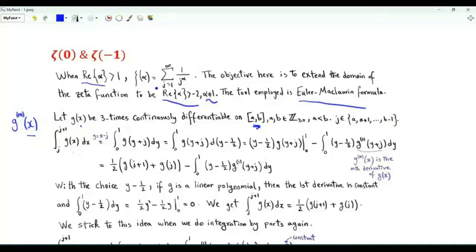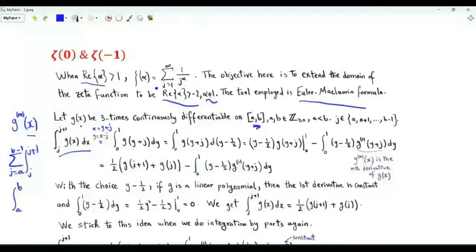Let's focus on the integral of g from j to j plus 1, where j is in the set from a to b minus 1. We will spend some time investigating this integral. Then we will simply sum over j from a to b minus 1. This gives us the integral of the function g of x from a to b. Do the change of variables, y equal to x minus j. So x is y plus j. When x is j, y is 0. When x is j plus 1, y is 1.